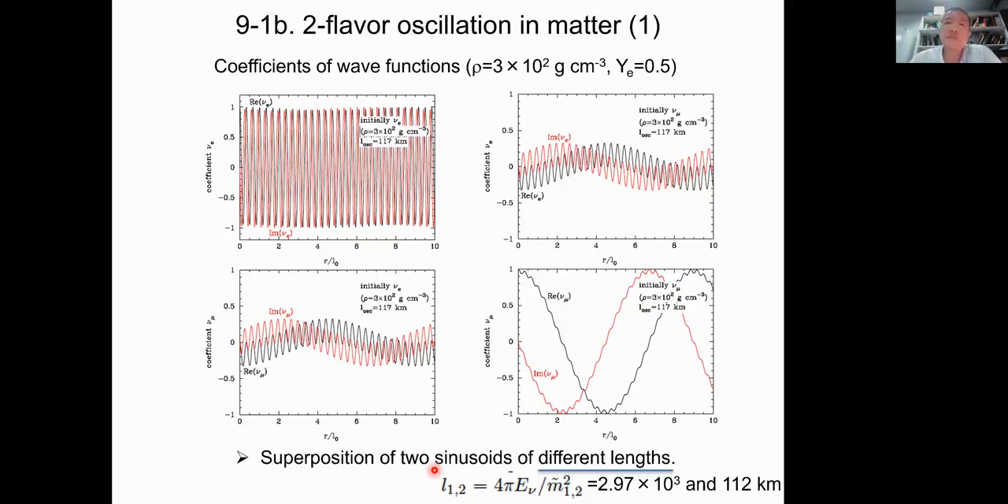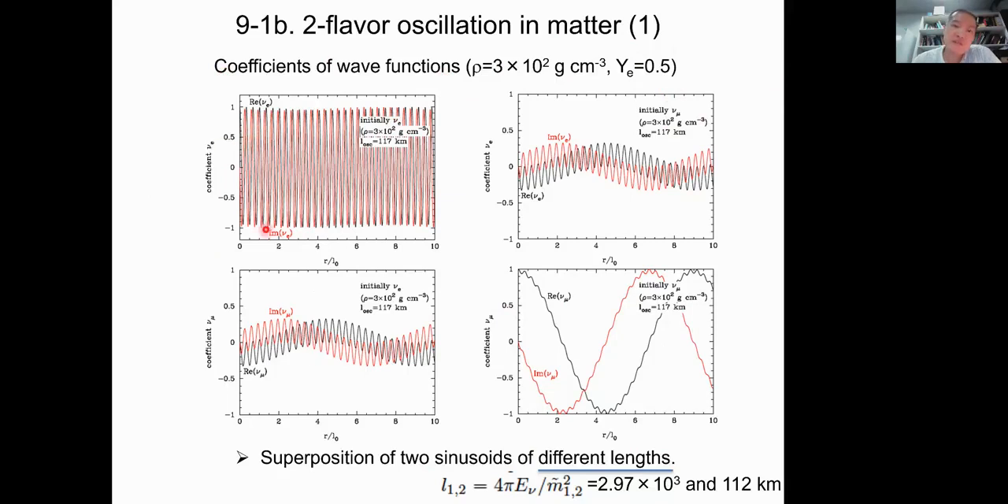Then let's assume some finite electron number density. This figure shows the result for the electron number density corresponding to this matter density and electron mole fraction. This result is somewhat different from the previous case. Again, these are for the initial electron type neutrino case. These right panels are for the initial mu neutrino case.